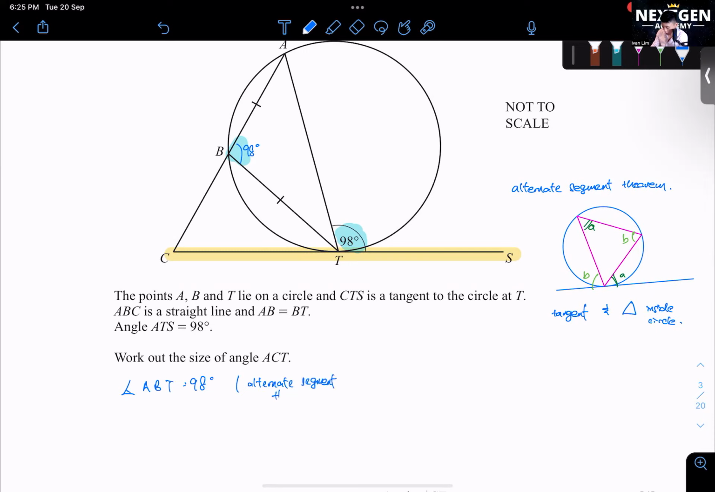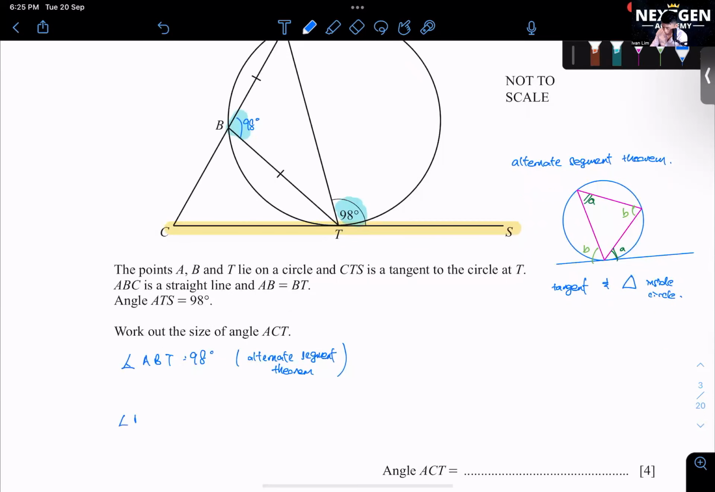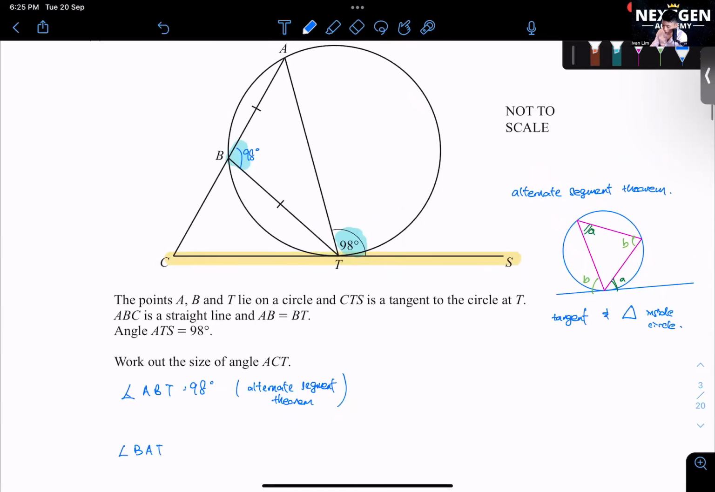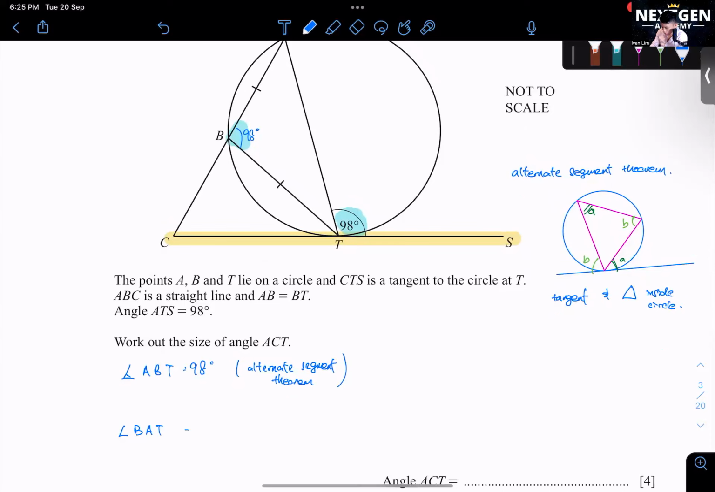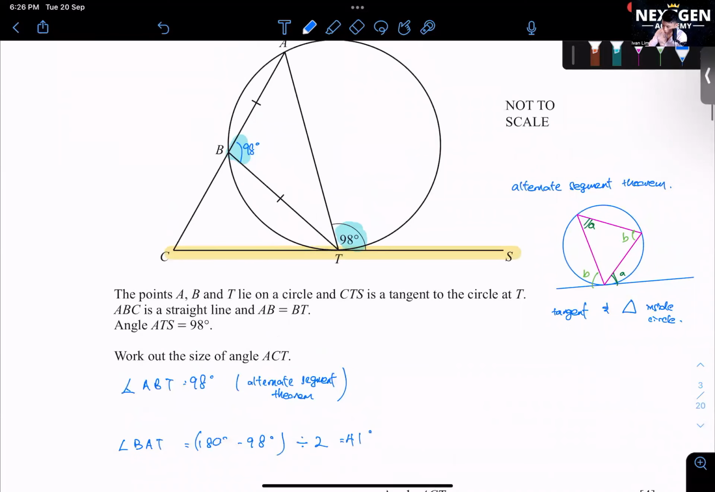Then I want to find what is BAT and BTA. So angle BAT or BTA will be equals to 180 minus 98 degrees, then we divide it by 2 because it's an isosceles triangle. So you get equals to 41 degrees. So I know over here, this is 41 degrees. Here is also 41 degrees.